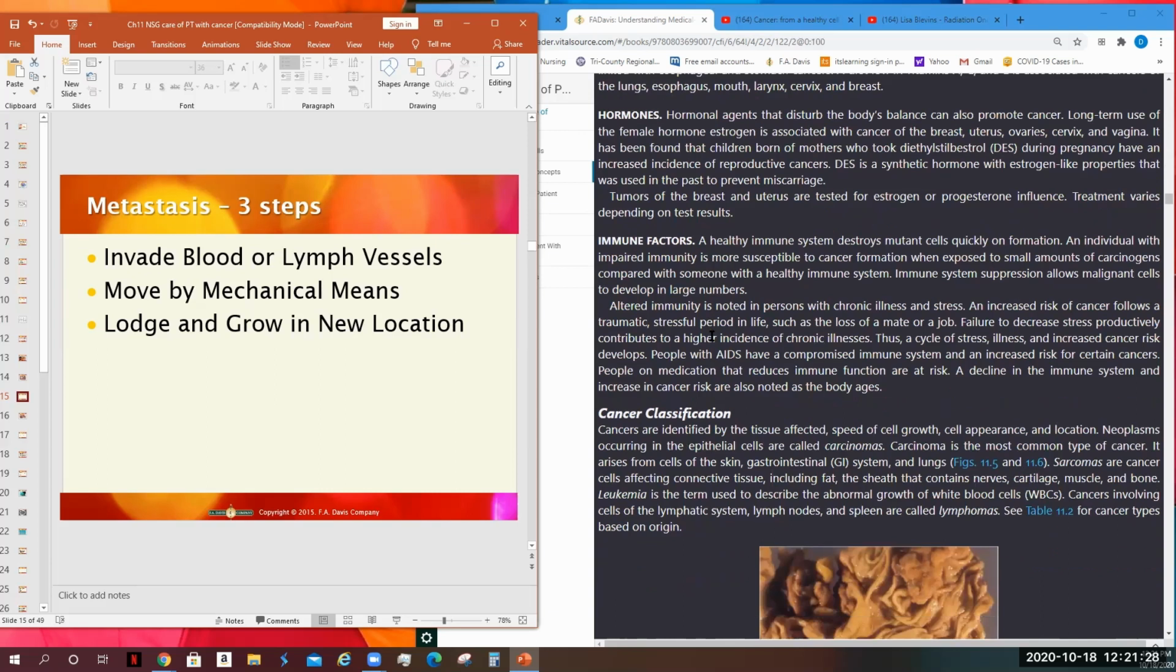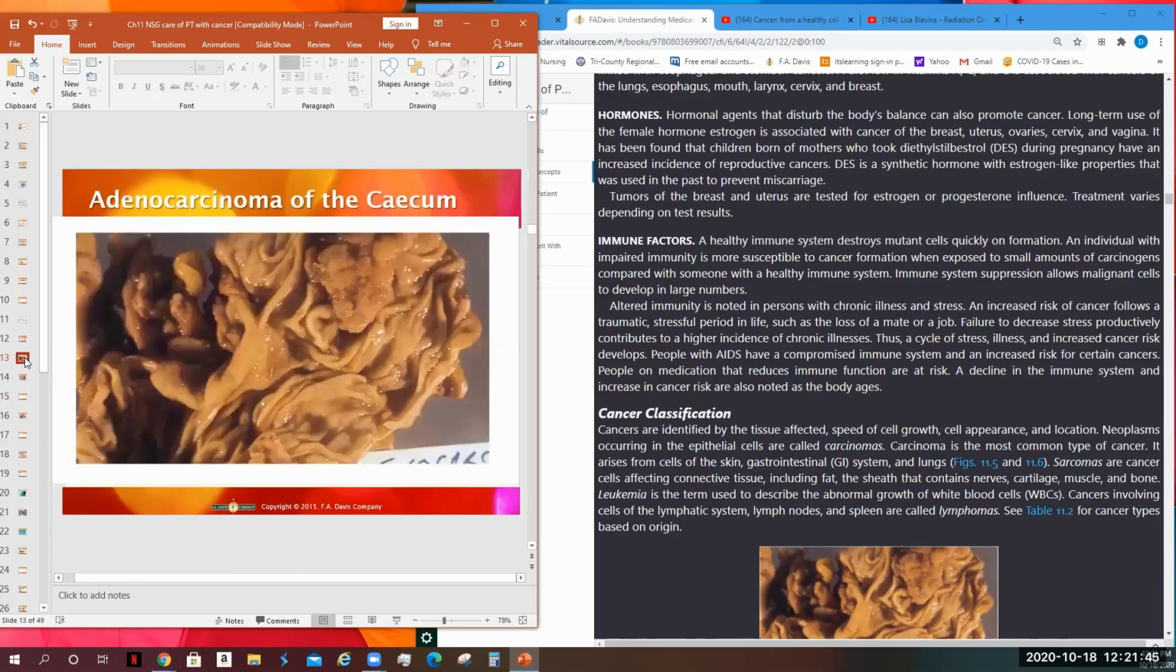Hormones. Hormonal agents that disturb the body's balance can also promote cancer. Long-term use of the female hormone estrogen is associated with cancer of the breast, uterus, ovaries, cervix, and vagina. It has been found that children born of mothers who took DES, diethylstilbestrol, during pregnancy have an increased incidence of reproductive cancers. DES is a synthetic hormone with estrogen-like properties that was used in the past to prevent miscarriage.